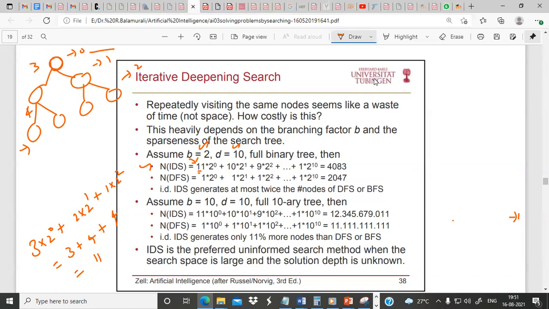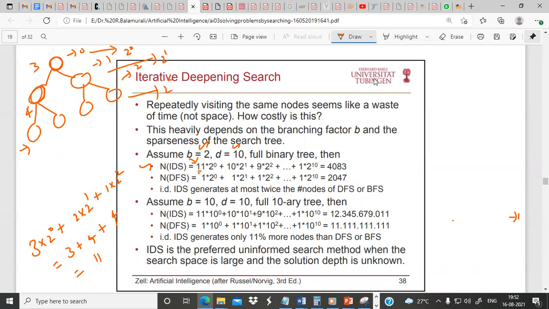This is a complete binary tree, so this can be represented as 2 power 0. And at the next level, the level which immediately follows the root, represented as depth 1, we have 2 to the power 1 nodes. And at the next level, we have 2 to the power 2. So on and so forth.